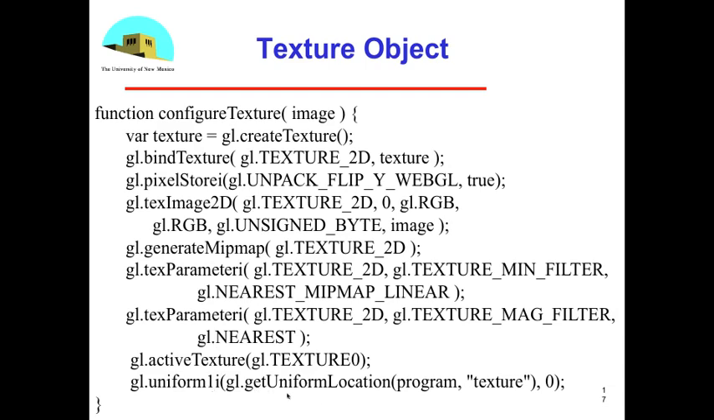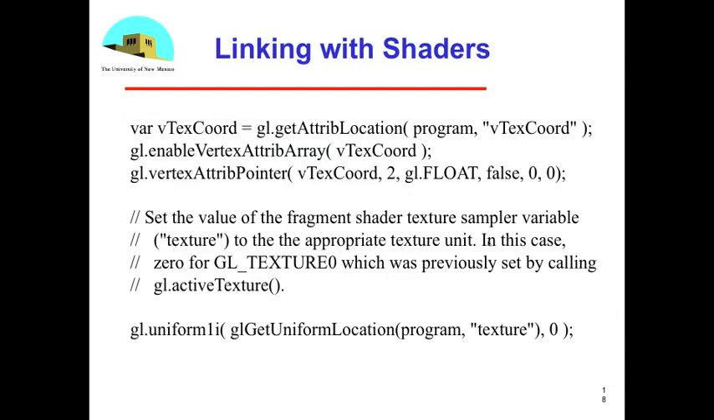I send that over. First I have to get the location of that parameter from my program object, which we assume has already been compiled. The name texture is the name that's inside of the fragment shader that I'm using, and 0 refers to texture unit 0. So now this is setting up the whole texture object in here, and now I have to do one more final thing, which is to link that together with the shaders, but it gets linked exactly like everything else. I set up the texture coordinates exactly as before as a vertex attribute.